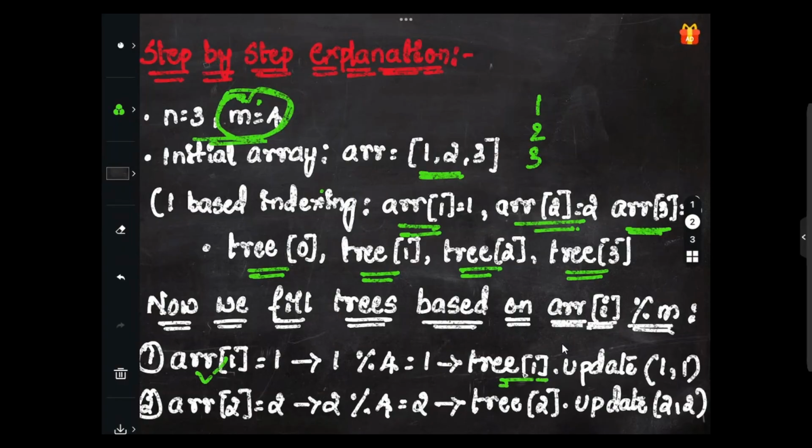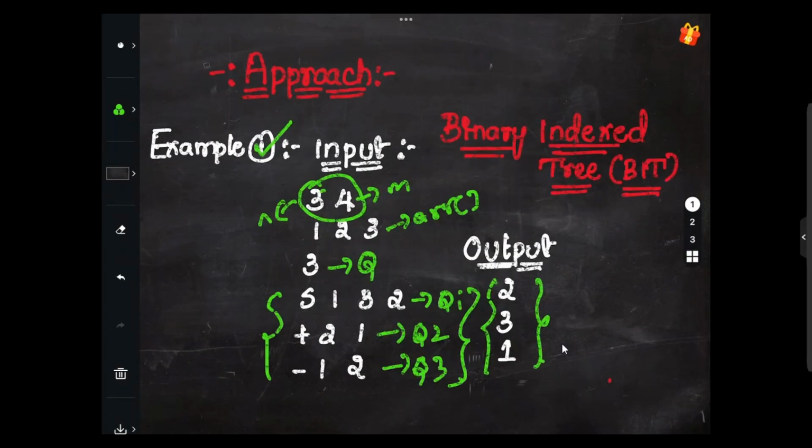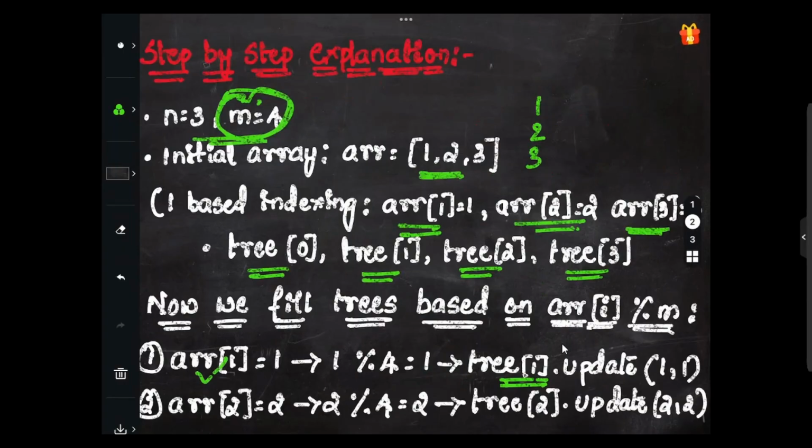One more thing I forgot to tell you: we will be going with the binary index tree approach, the BIT, or the Fenwick tree. We make use of the Fenwick tree to solve this particular problem. So this will be array of 1 modulo 4. Next, array of 2 modulo 4, quite obviously the solution is 2. So 1 modulo 4 is 1, 2 modulo 4 is 2.